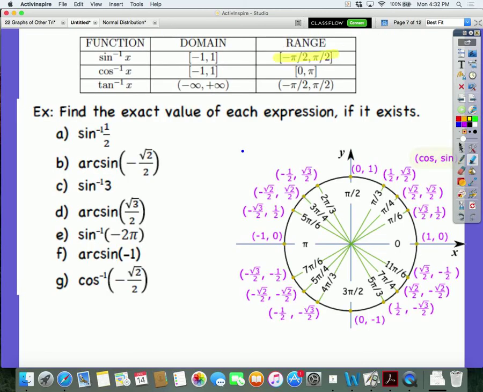Now, where is negative pi over 2 located? Well, it's located right here down at 3 pi over 2. So we're not going to use this radian value, we're going to use negative pi over 2. Just like for 5 pi over 3, we're going to use negative pi over 3. For 7 pi over 4, we're going to use negative pi over 4. And for 11 pi over 6, we're going to use negative pi over 6.